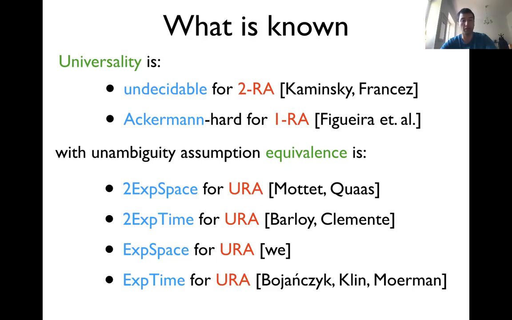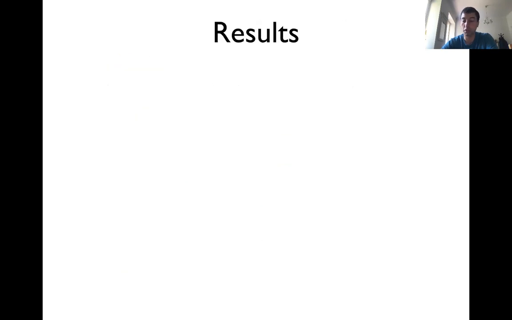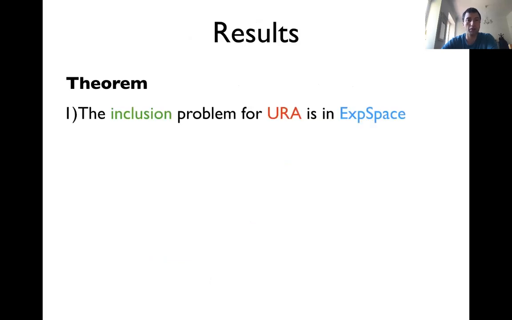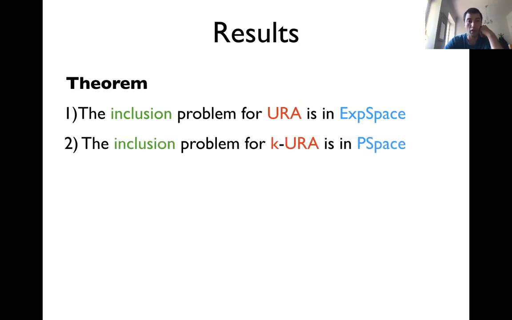So this is one of our results. Maybe I have to tell you now what our results are. The following theorem can summarize our results. First of all, we have shown that the inclusion problem for unambiguous register automata is in exponential space. This is what I have mentioned just a minute ago. Second of all, if you fix the number of registers to be k, then the same problem is in polynomial space.